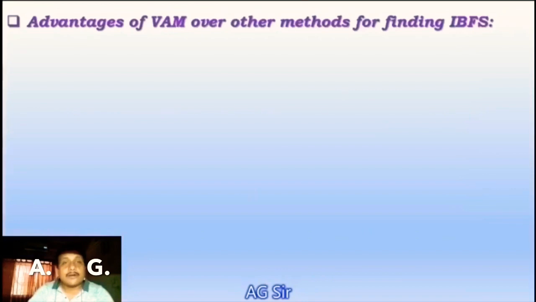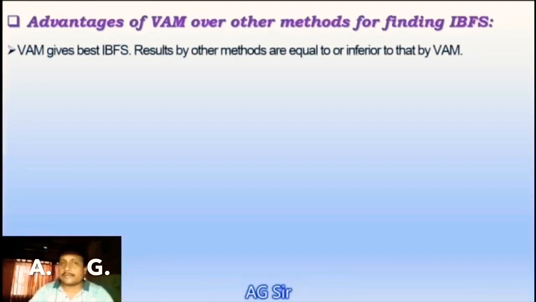So, what are the advantages of applying VAM over other methods on your transportation table? You should note that VAM gives us the best IBFS. That means the results by other methods are equal to or inferior to that by VAM. How? Since our objective in a transportation problem is to minimize the total cost, VAM gives you the minimum cost among all these methods for finding IBFS.